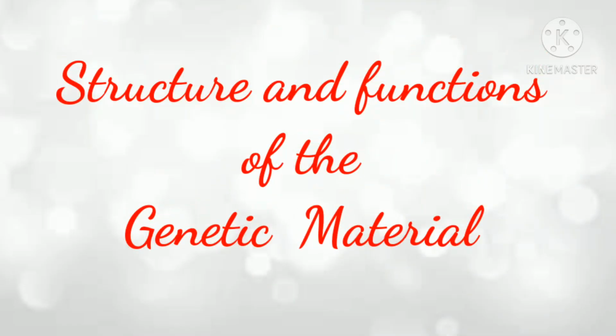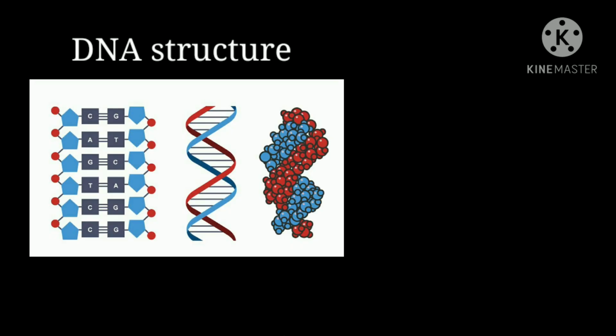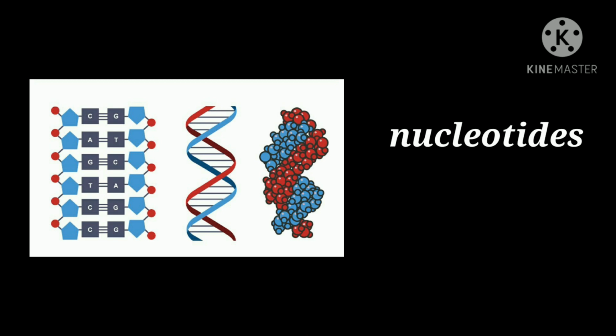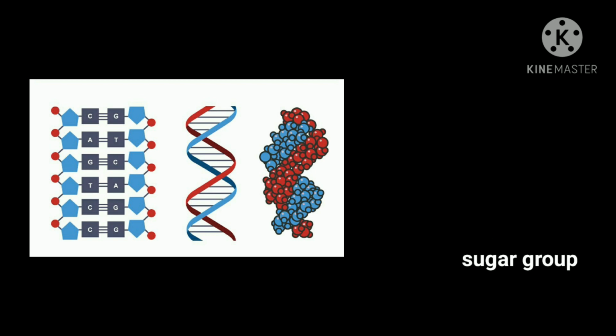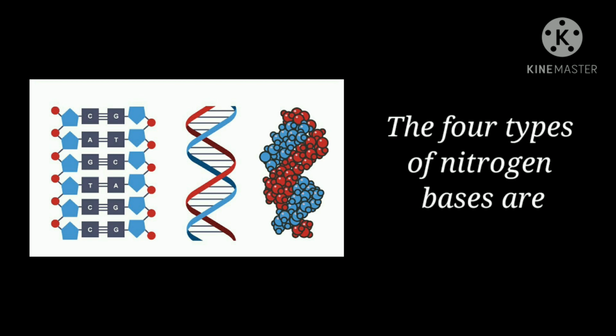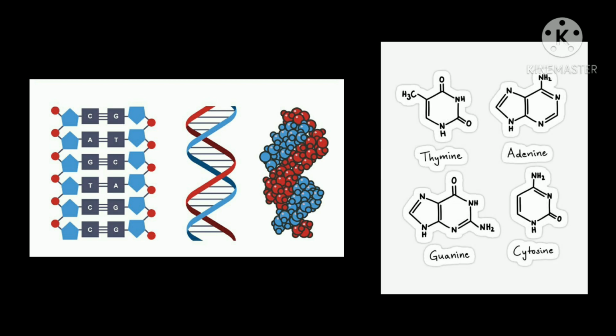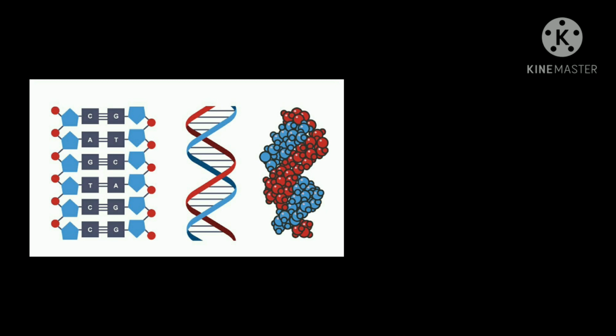Structure and functions of genetic material. DNA structure. DNA is made up of molecules called nucleotides. Each nucleotide contains a phosphate group, a sugar group, and a nitrogen base. The four types of nitrogen bases are adenine, thymine, guanine, and cytosine. The order of these bases is what determines DNA's instructions, or genetic code.